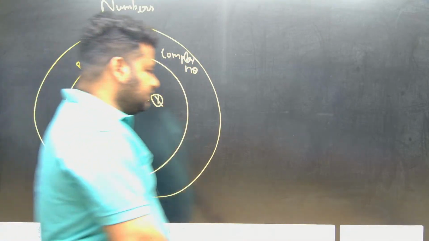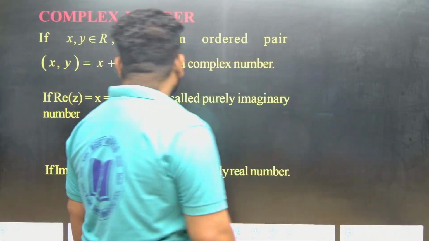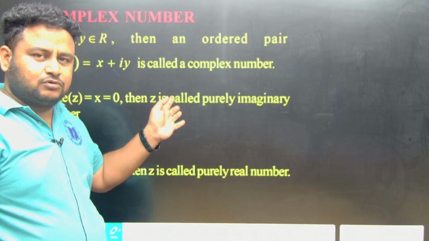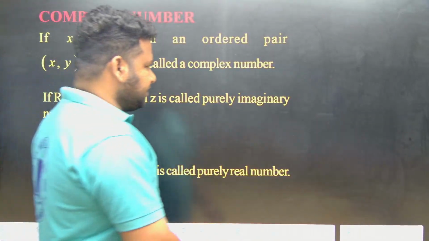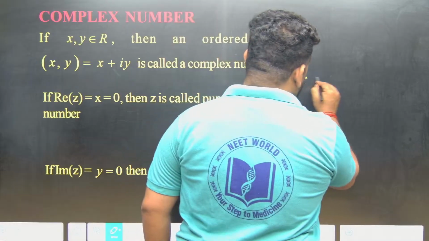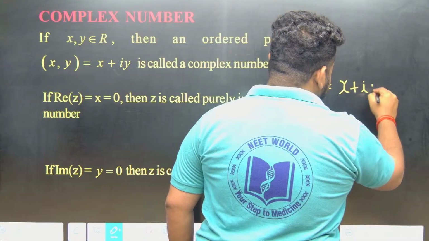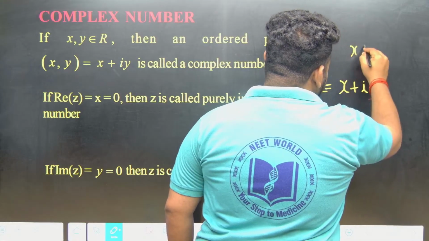Now, if you want to understand the complex number, see here. I told you we write imaginary roots using i. So suppose we are given a number, this is the complex number, z, we will write it as z = x + iy, where x and y belong to real numbers.